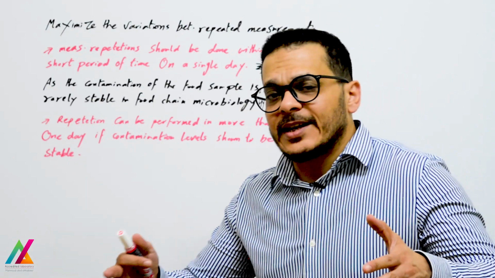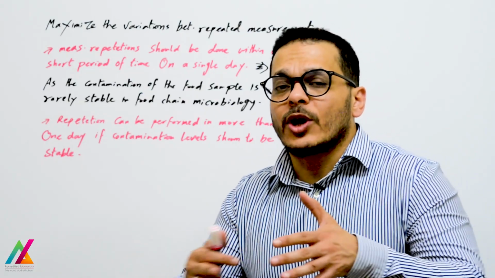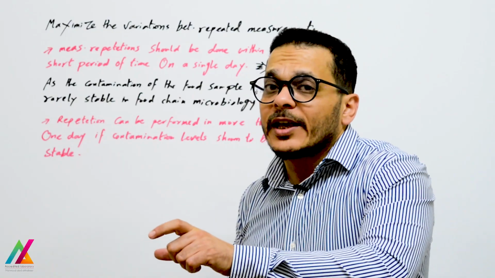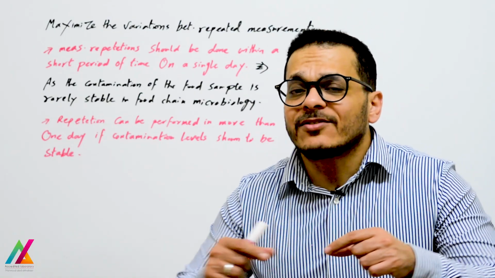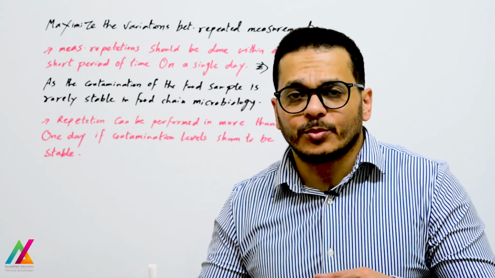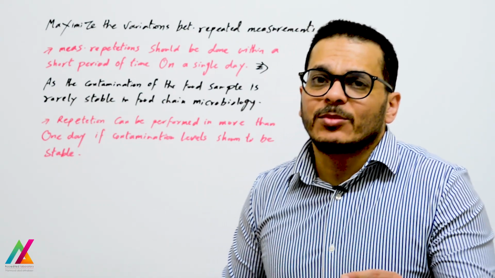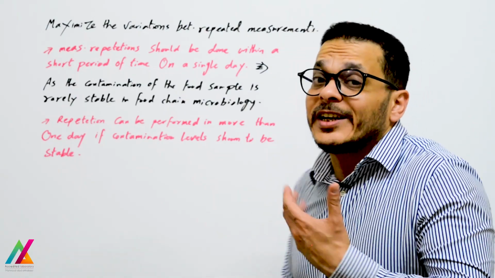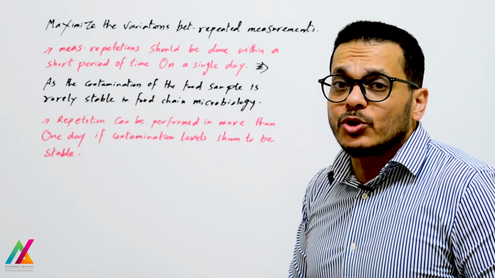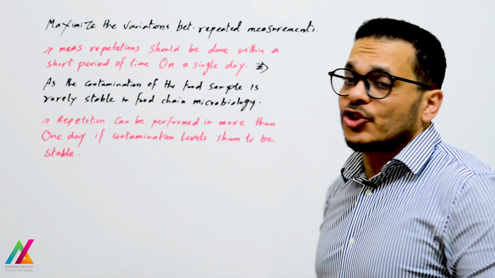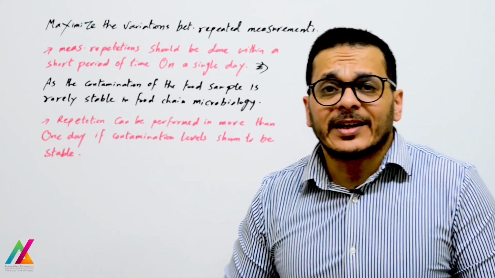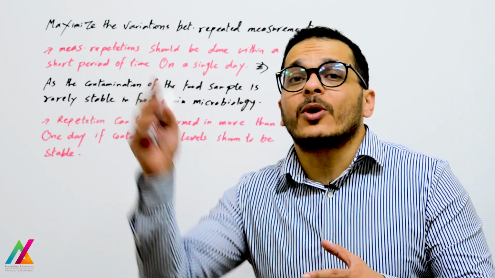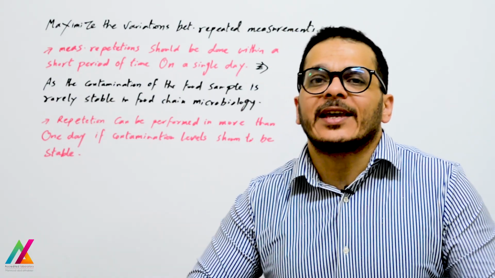When you run replicate analysis on a single day, you should analyze them within a short period of time. This is opposite to chemical analysis, because if you make replicate analysis even not within a short period of time, you can get the same result because it is stable, not like microorganisms, which are living organisms. Contamination of a food sample is rarely stable in food chain microbiology. In chemical analysis, there are some compounds which can be degraded quickly by temperature or by light, so in this case also you should take your precautions.